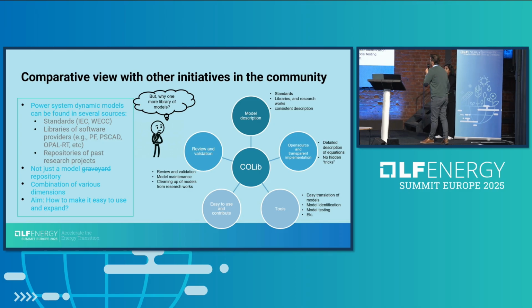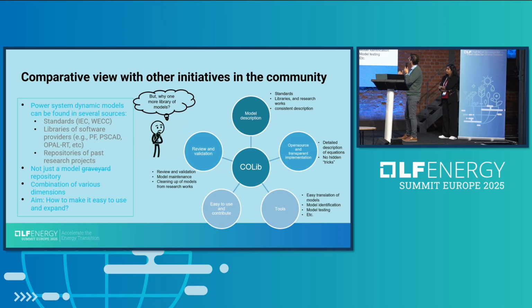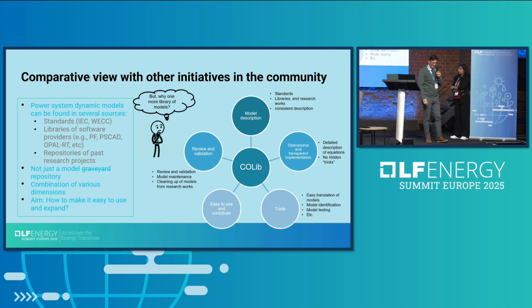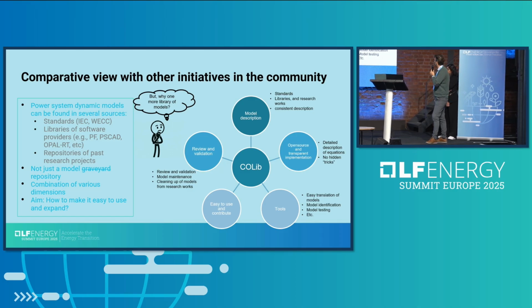If we have COLib in the middle, our website focuses on 5 different pillars. We want to have a clear model description that comes from the standards or from the libraries, with consistent description among different models. We want to have open source. We focus on having mainly open source, but also transparent implementation. In several libraries, there are always some hidden tricks that the developers have done that most of the time are not documented in order to make them behave as they would like them to behave.